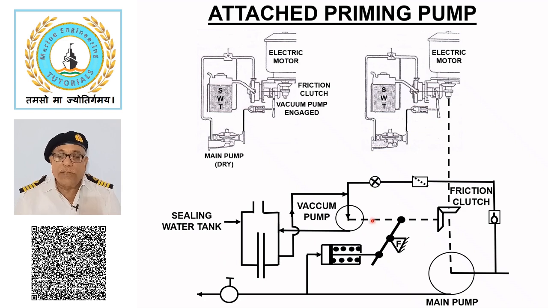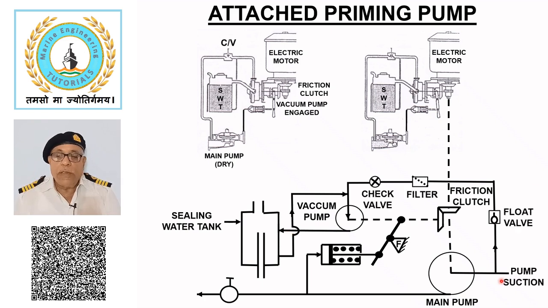The vacuum pump starts rotating and draws sealing water from the sealing water tank. As the water seal is formed and pumping action starts, it draws air from the main pump casing and pump suction pipe through float valve, filter, and check valve. The air is discharged into sealing water tank, which is vented to atmosphere.